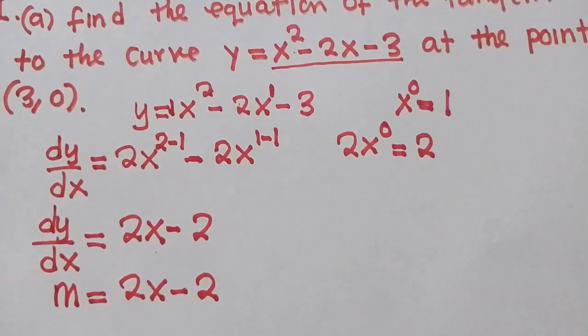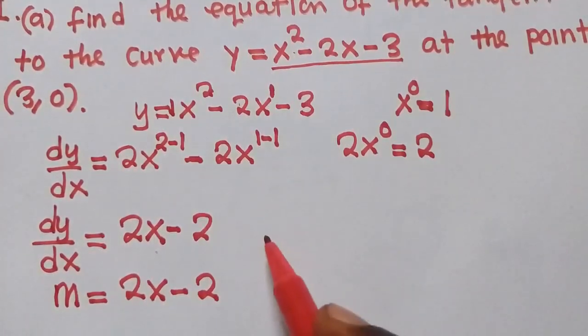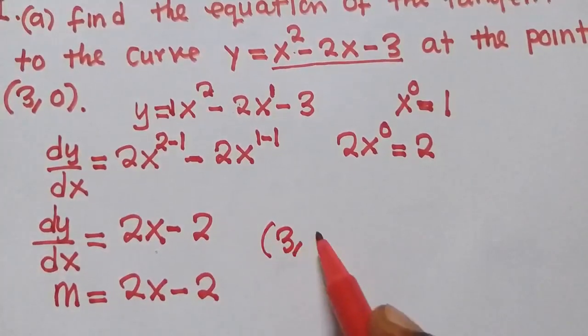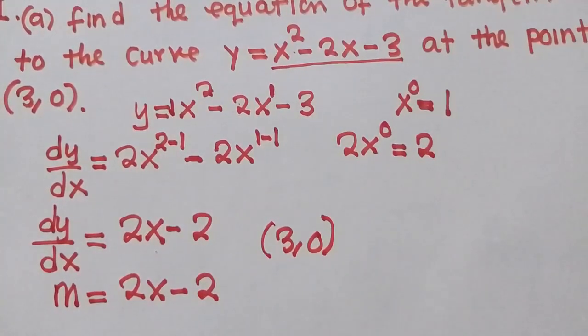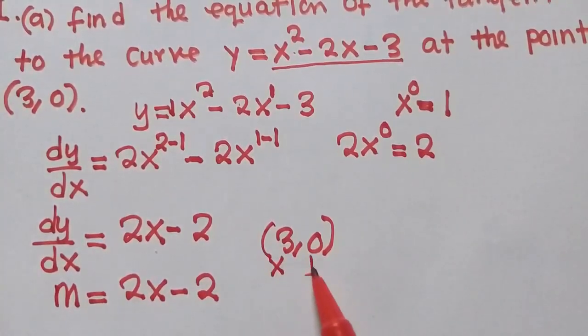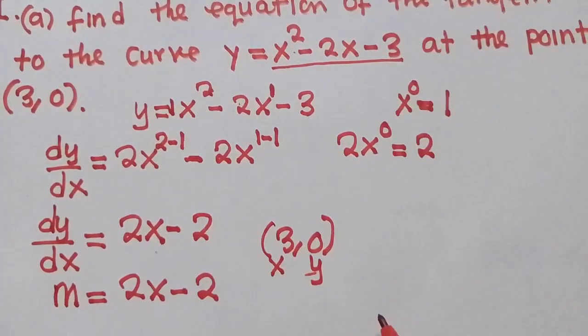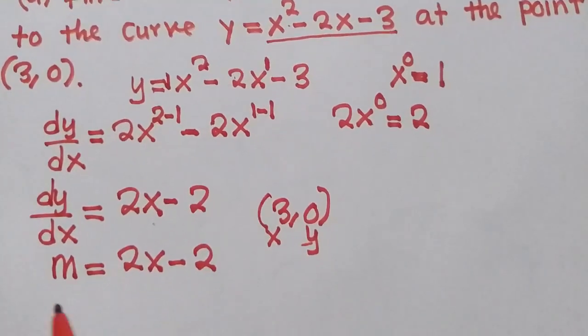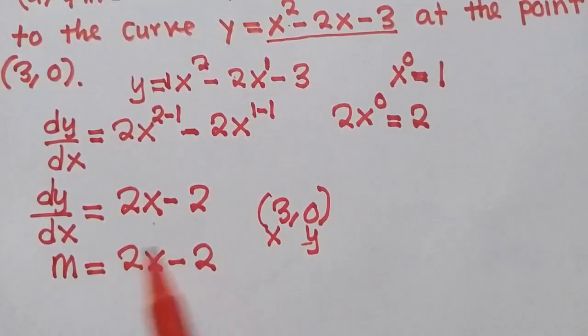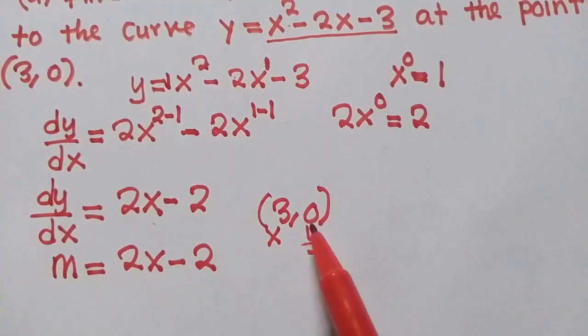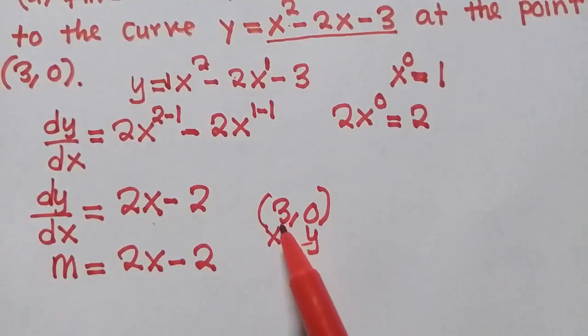So how do I go about this one? I'm given a coordinate. A coordinate is 3, 0. That's a coordinate which I'm given. With this coordinate, I know that this is x, this is y. So how do I go about this one? I replace. Where there is x, I put 3. Where there is y, I put a 0. So I say gradient now is equal to. Here, as you can see, there is no y, so y won't be used. You just go with x, which is 3.